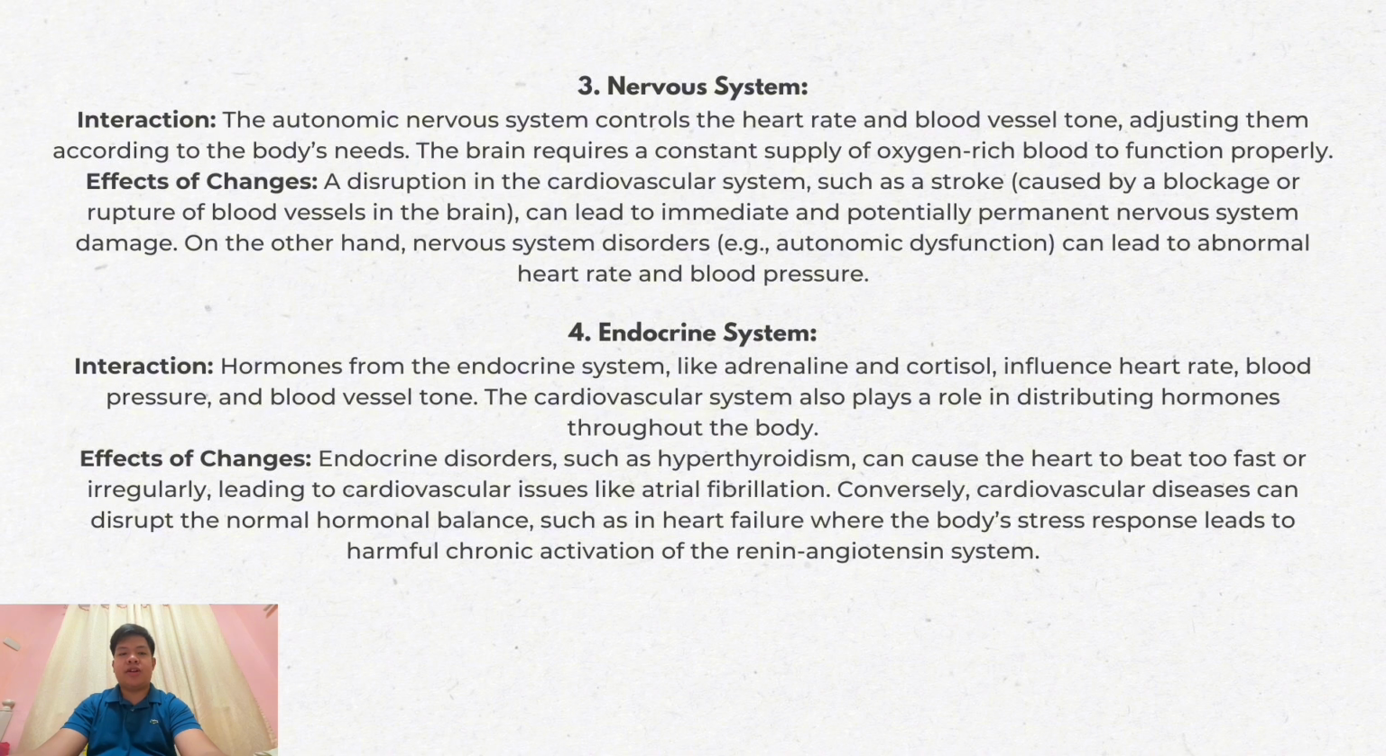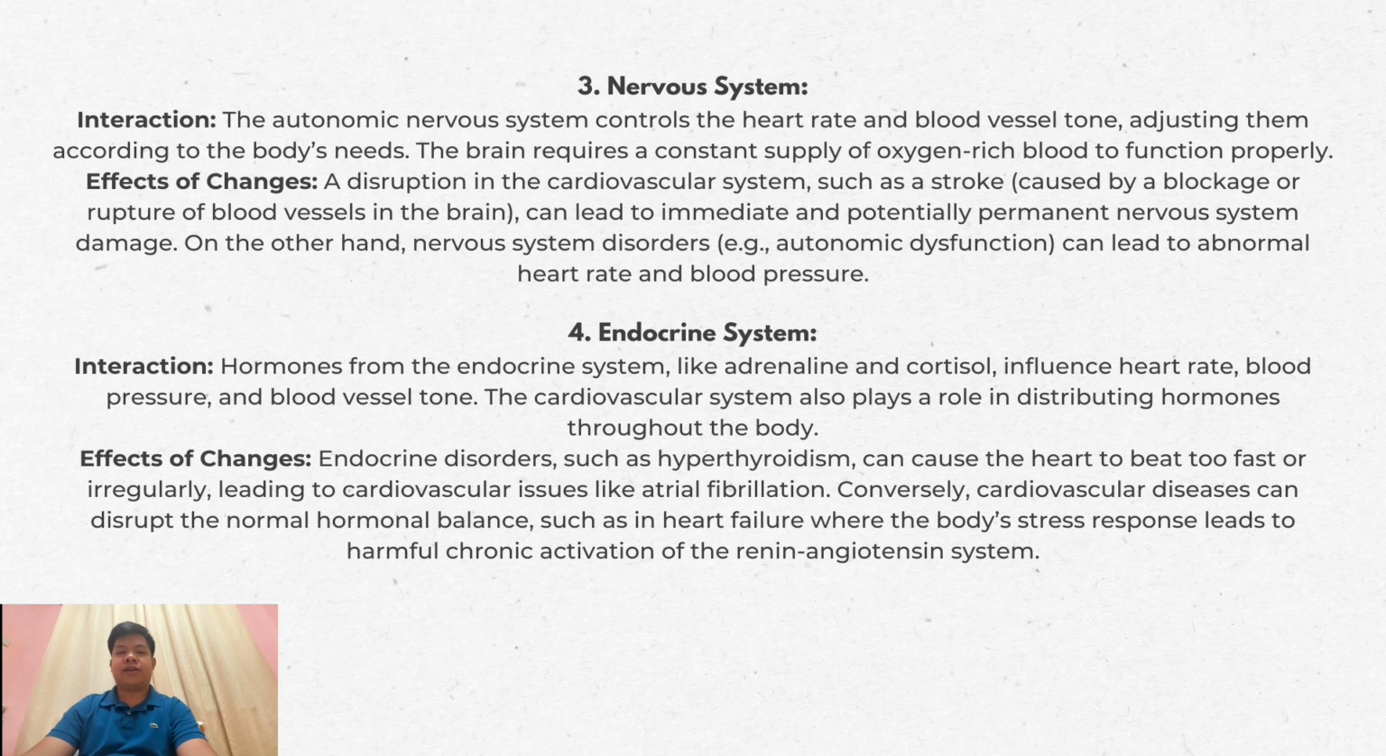Hormones from the endocrine system like adrenaline or cortisol influence heart rate, blood pressure, and blood vessel tone. The cardiovascular system also plays a role in distributing hormones throughout the body. Effects of changes: endocrine disorders such as hyperthyroidism can cause the heart to beat too fast or irregularly, leading to cardiovascular issues like atrial fibrillation.